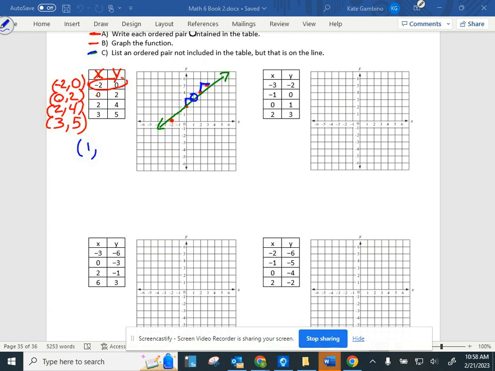And my y is 3. So that is a point that is not listed, but it is on the line. Is that the only point I could put? No, I could put other points.